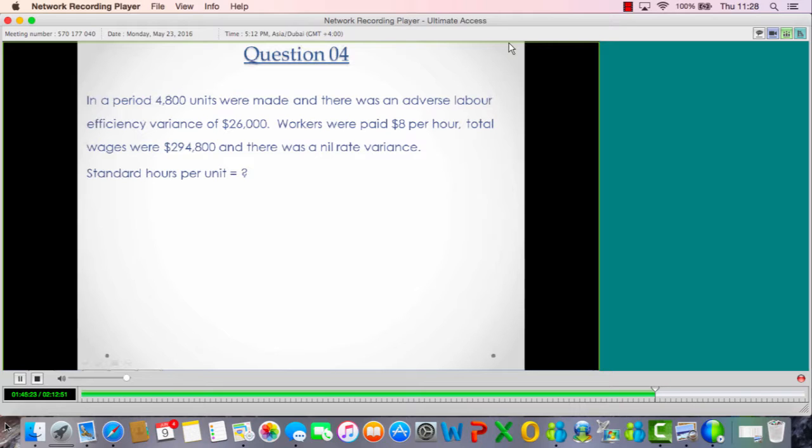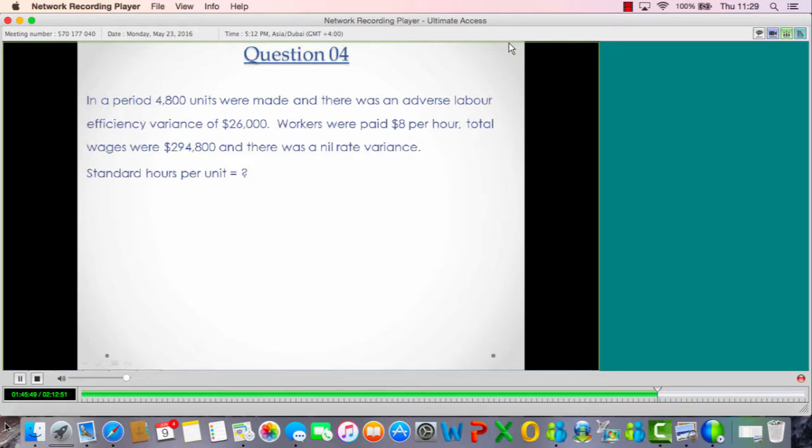No. Adverse is what? Adverse is I have used more labor hours than the standard. So my actual hours is 36,850. So that should be more than the standard hours, right? 33,600.